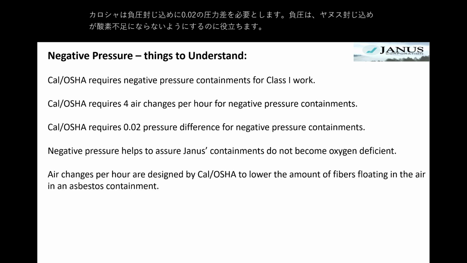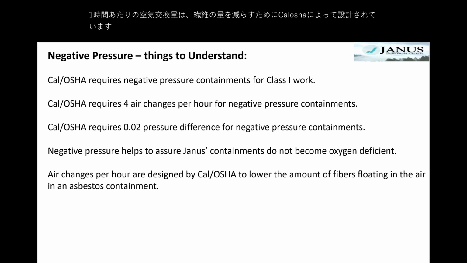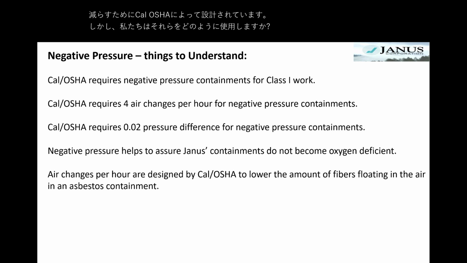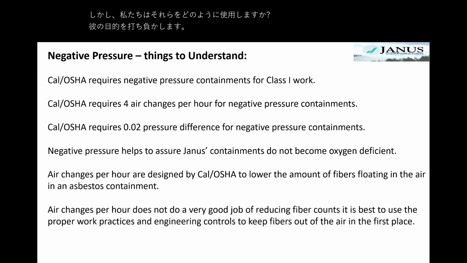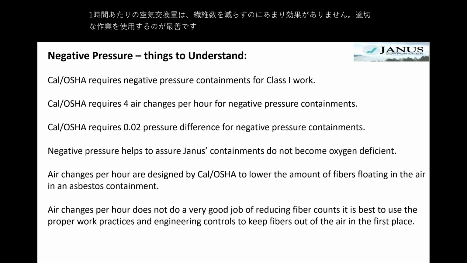Air changes per hour are designed by Cal OSHA to lower the amount of fibers floating in the air in an asbestos containment, but how we use them defeats this purpose. Air changes per hour does not do a very good job of reducing fiber counts. It is best to use proper work practices and engineering controls to keep the fibers out of the air in the first place.